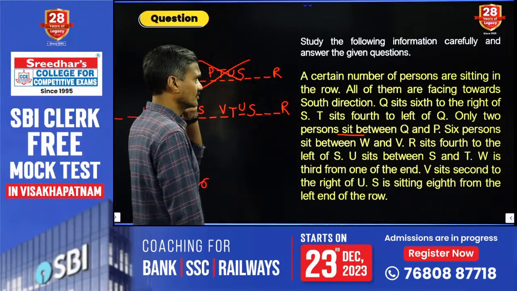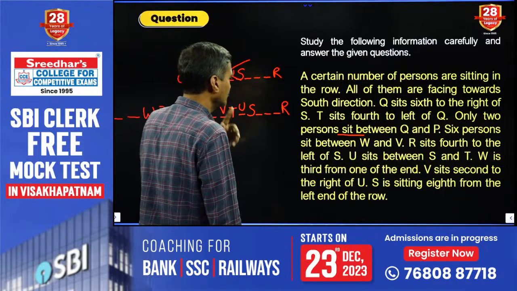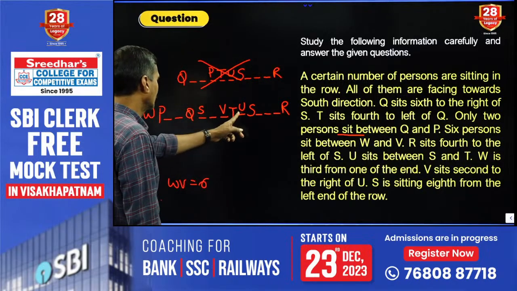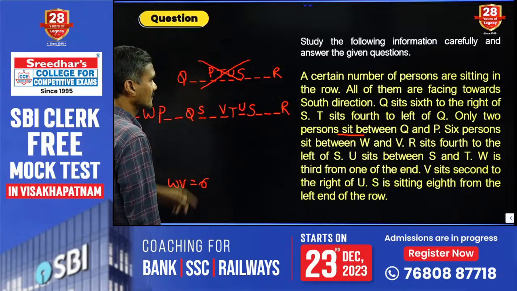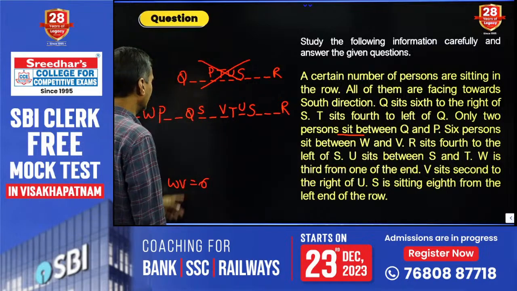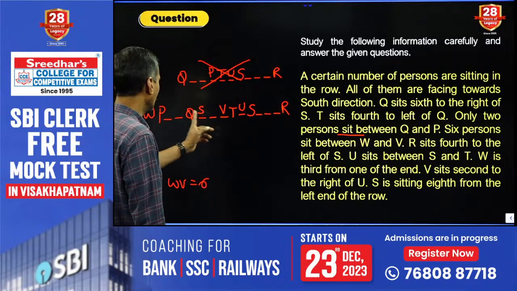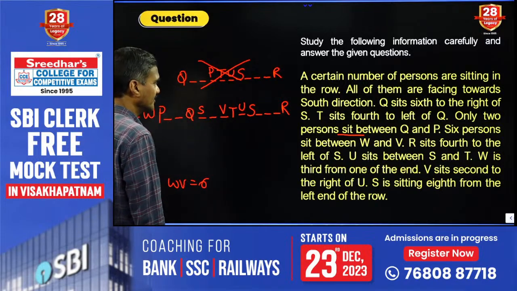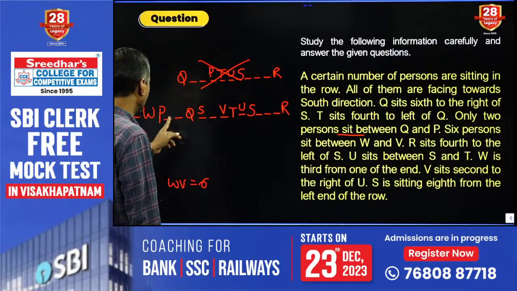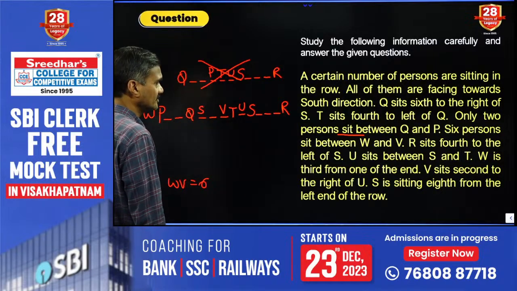Now here, let's go through the information once again. Q sits 6th to the right of S. 1, 2, 3, 4, 5, 6. And T sits 4th to the left of Q. 1, 2, 3, 4, that is fine. And only 2 people between Q and P? Yes, 2 people. And 6 in between W and V. 1, 2, 3, 4, 5, 6, W and V 6.